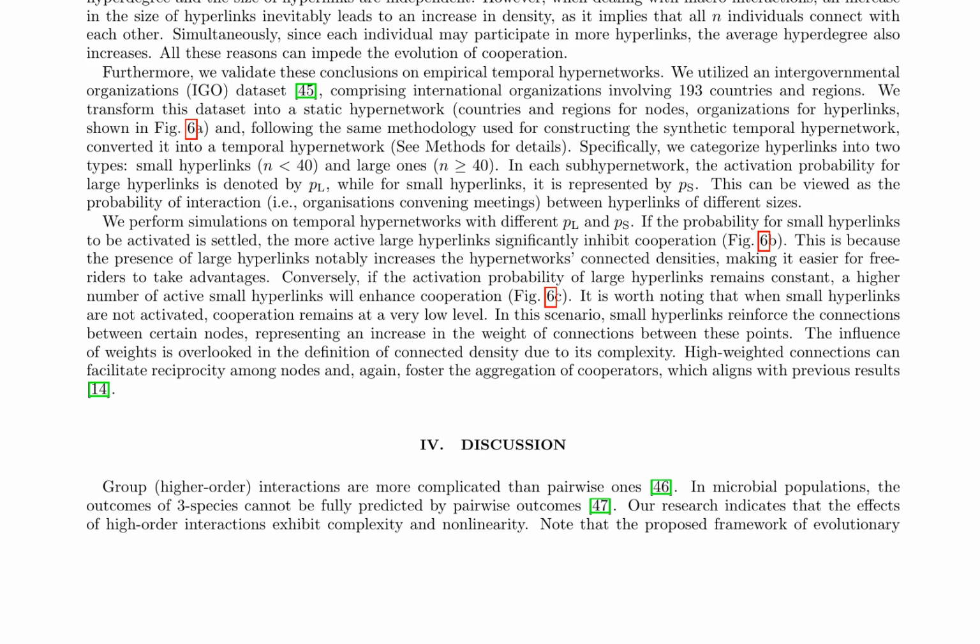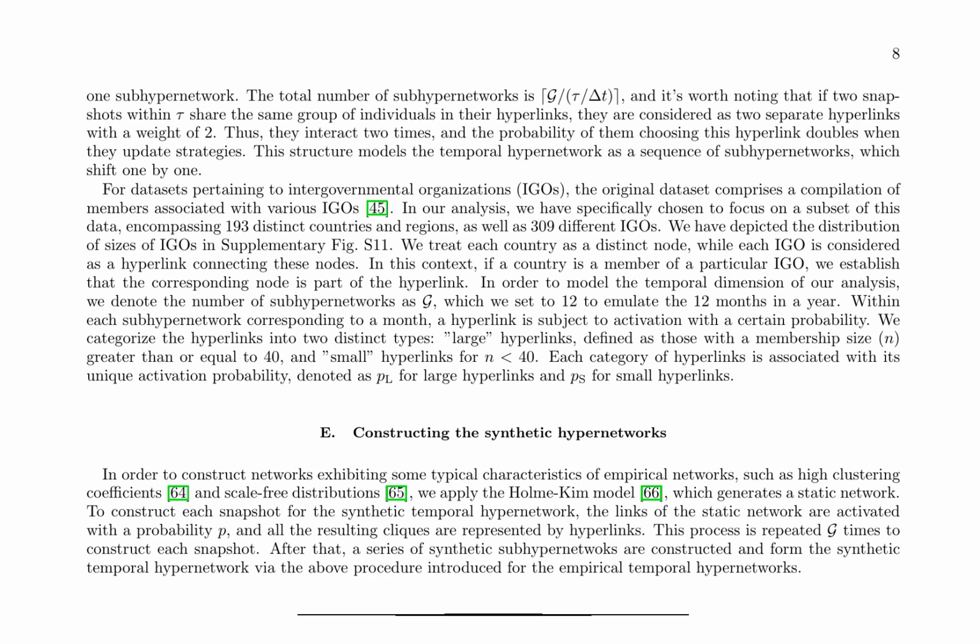They define the payoffs for defectors and cooperators in reorganized and unchanged hyperlinks, using equations 5a and 5b and 6a and 6b, respectively. They construct synthetic hypernetworks based on empirical datasets, utilizing the Holm-Kim model to generate static networks with high clustering coefficients and scale-free distributions. These synthetic networks are then used to create temporal hypernetworks through the activation of links with a probability p, resulting in a series of snapshots.